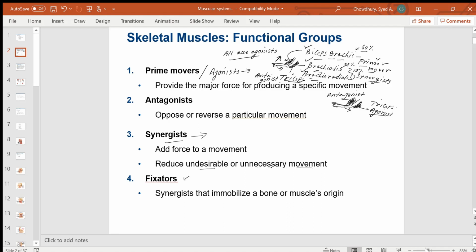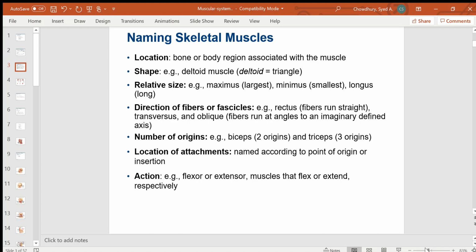Fixators. Fixators stabilize the origin of a muscle. For example, again, this is your forearm and this is the main muscle for the flexion of the forearm. And if any muscle gets attached to the origin of this muscle, the starting of this muscle, and ties it strongly to the bone, fixators stabilize the origin of the muscle that is causing the action. So those are four groups of the muscles based on their functions.